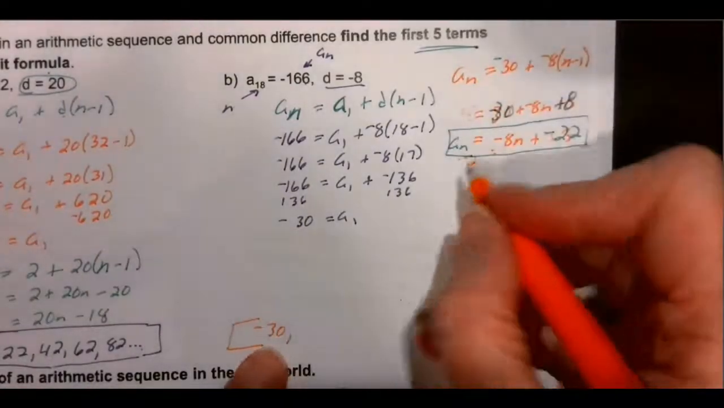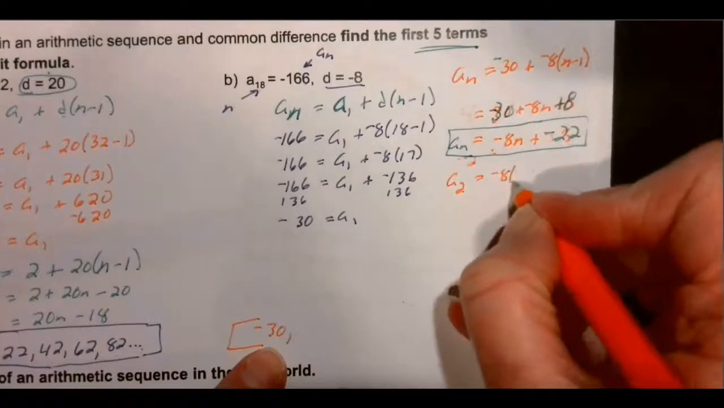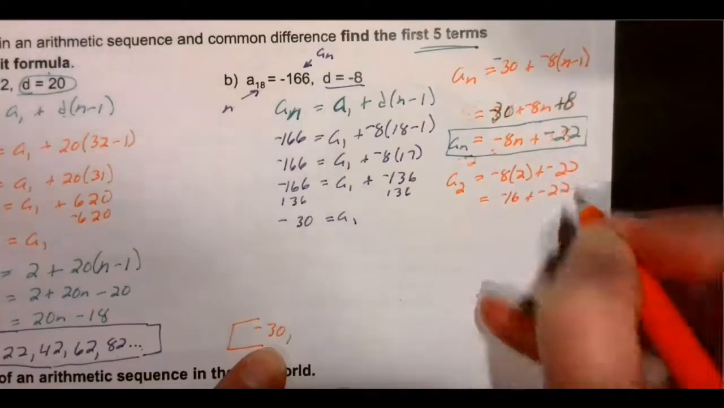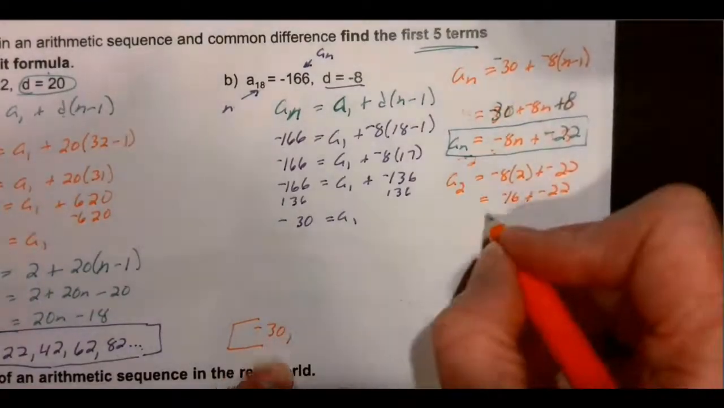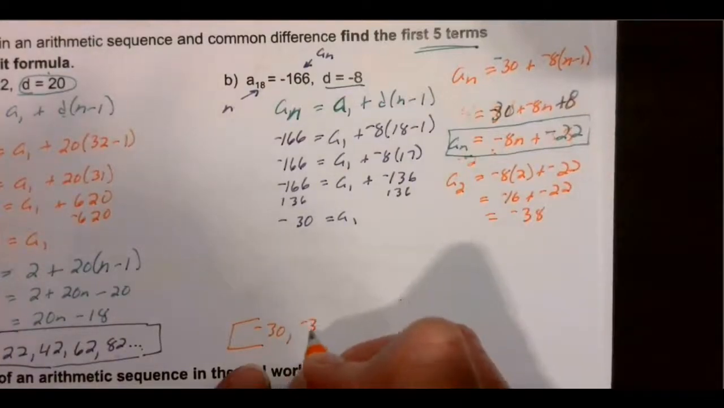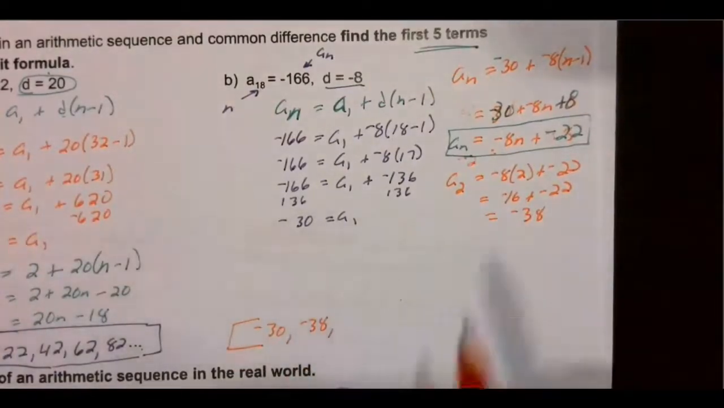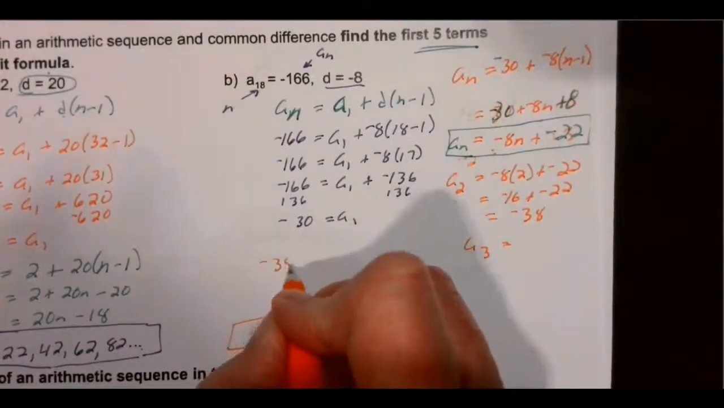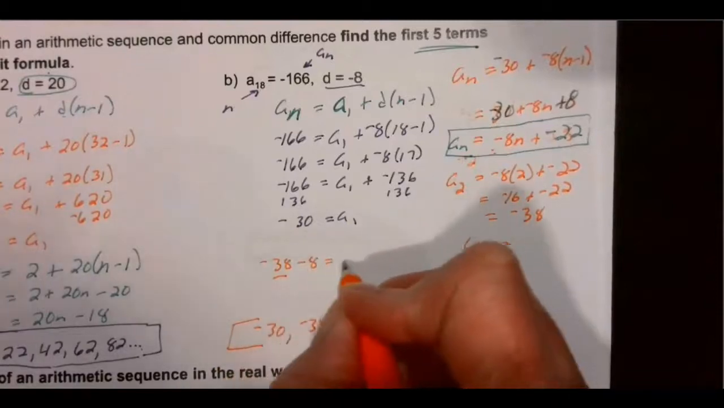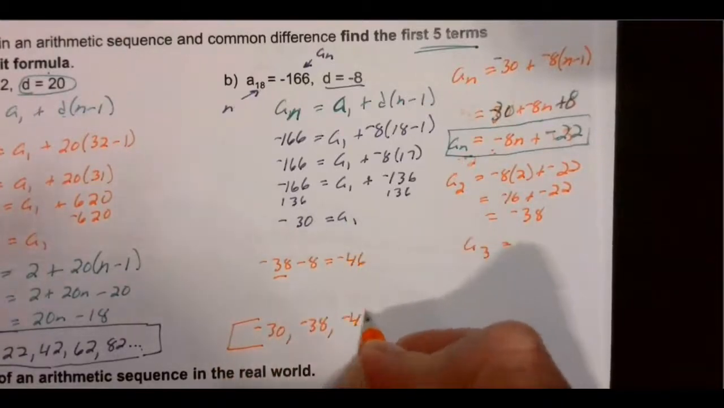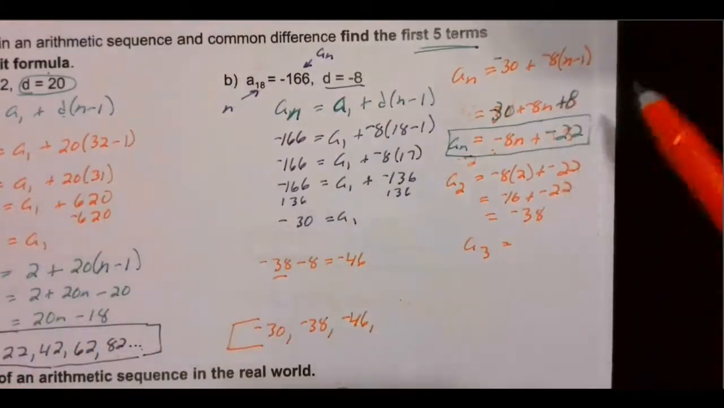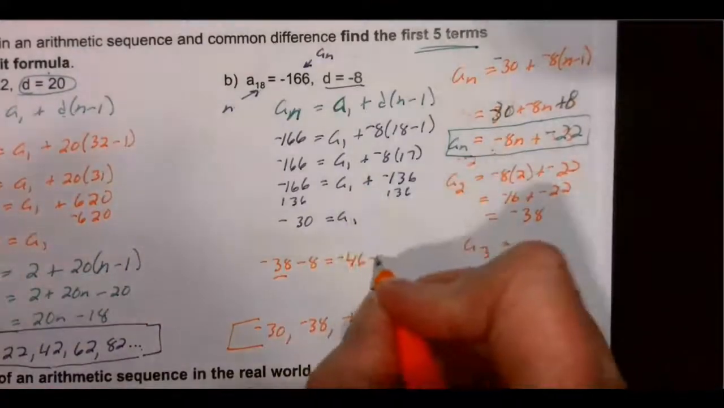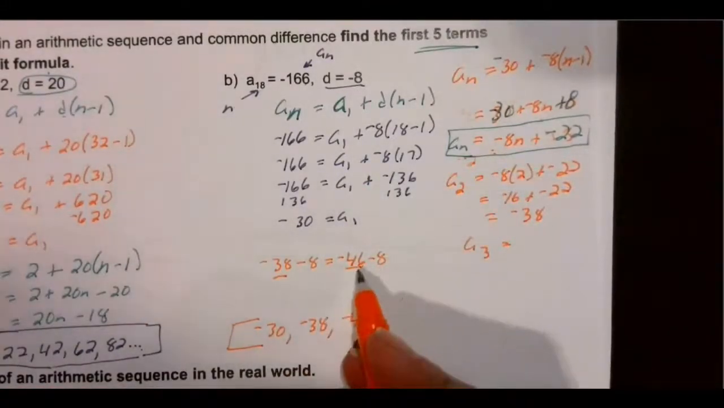Now a sub 1 is already given. A sub 2, I can just plug it in. I get -16 plus -22, which of course gives me -38. That is my next term. I could then find a sub 3, or I could just keep subtracting 8 here. So take -38, that's my second term, subtract 8, that gives me -46. So just go with whatever your mind sees. I tend to do this because I like an exact way, but it doesn't really matter.